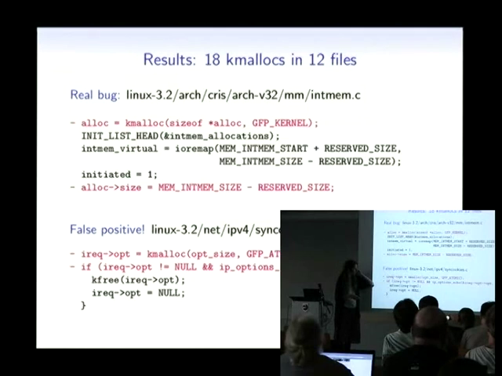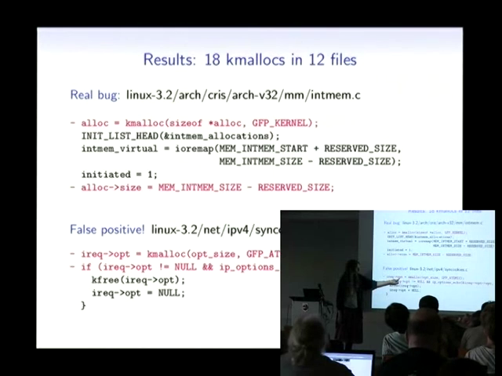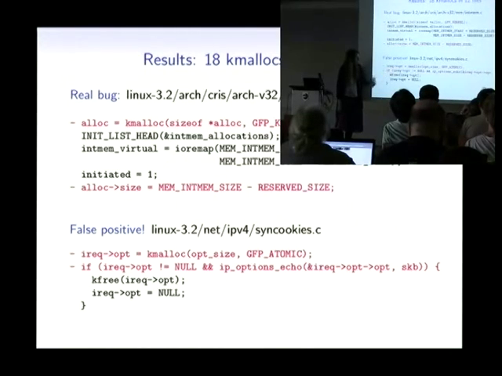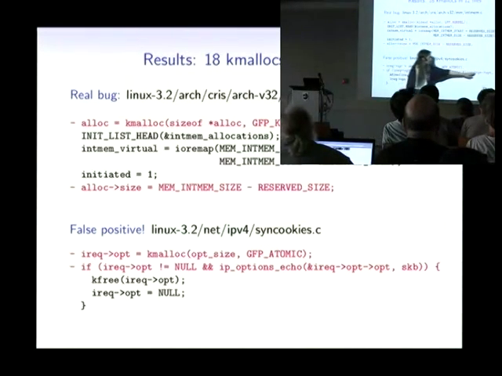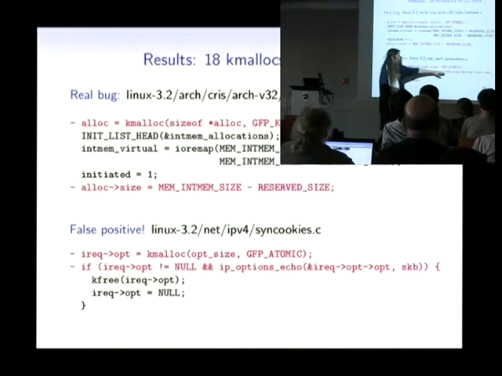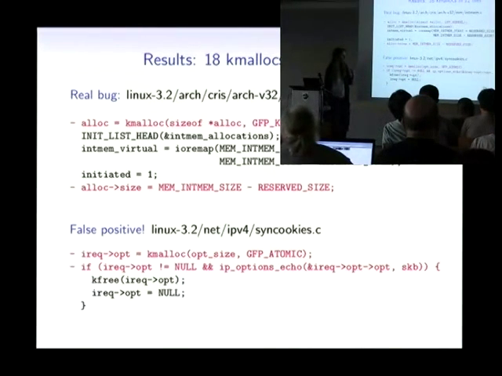Okay, so we can think about what happened here. Here we have our kmalloc. It's going into I rec arrow opt. Here we have I rec arrow opt is not equal to null, so we have a test. And here after that it looks like a dereference. Ultimately, it's going to be a dereference of that thing.